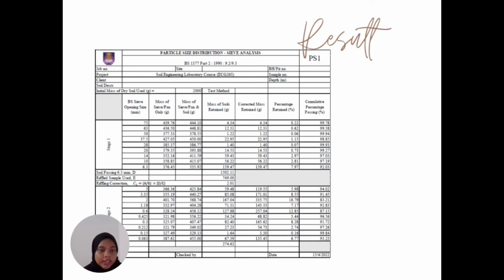The result is as shown here. Firstly, the mass of sieve pan and soil is as recorded in the third table for stage 1 and stage 2. And then moving on, we have cumulative percentage.